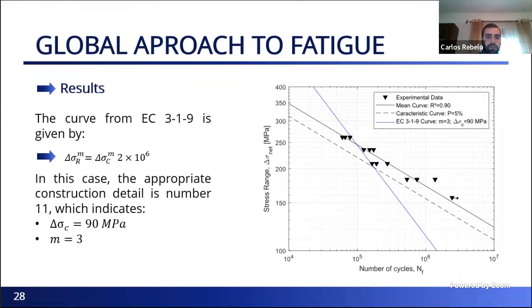It is then possible to compare the Eurocode curve with experimental results. We consider the category of detail 11, which determines the values presented here. The graph shows the mean and characteristic curves at 5% of the experimental results and the standard curve. The Eurocode curve has a very different slope to the experimental curve and is unsafe for higher stress levels. This may be due to the fact that the standard does not take into account the type of material.